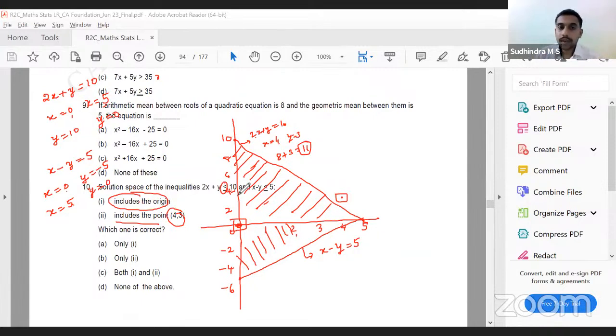Everyone understood? Complete this. This is the last question in this set. Then we can move on to the next set. Completed? Right then, next set.